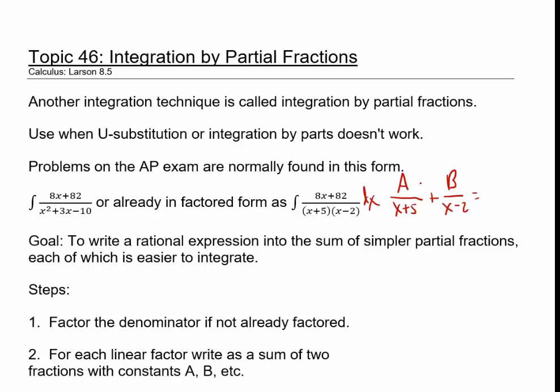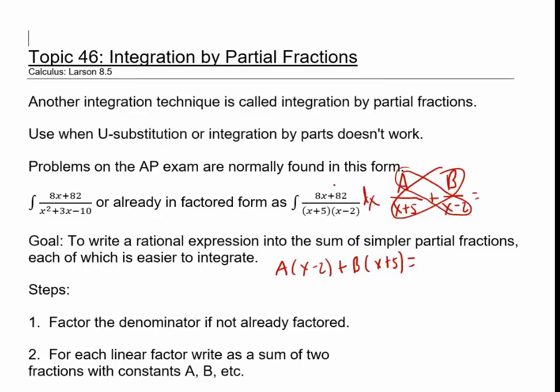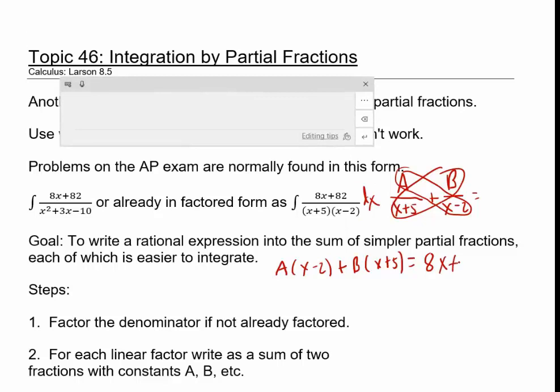Now we're going to do this little trick and we're going to crisscross these two things. So I'm going to take those two things and put it together. So it's going to be A times x minus 2, and then plus, I'm going to crisscross these and then do B times x plus 5. And that's just going to equal the top, which is 8x plus 82 in this case.